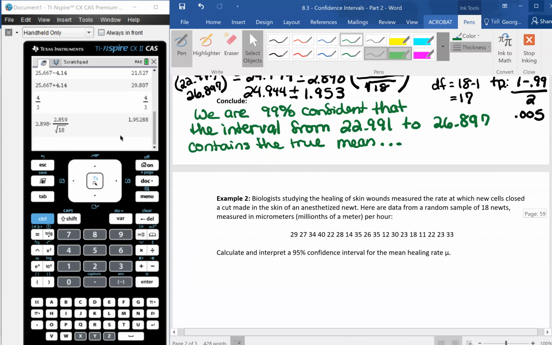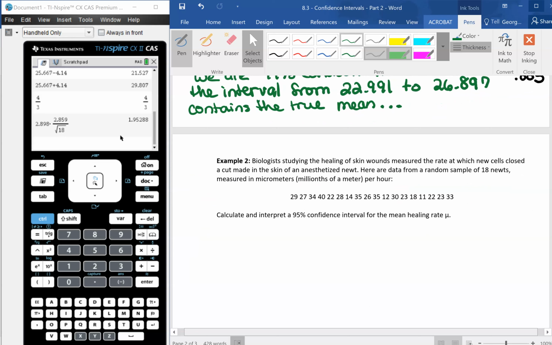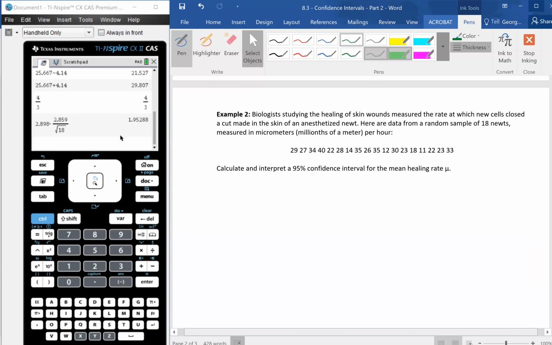I promise you, by the way, I did not make this example up. I found it. It's a little crazy. I feel like this is a Miss Willie problem. Biologists studying the healing of skin wounds measured the rate at which new cells closed a cut made in the skin of an anesthetized newt. Here are data from a random sample of 18 newts measured in micrometers, which are millionths of a meter per hour. So this is how fast their cuts are closing up. They want us to calculate and interpret a 95% confidence interval for the mean healing rate mu.